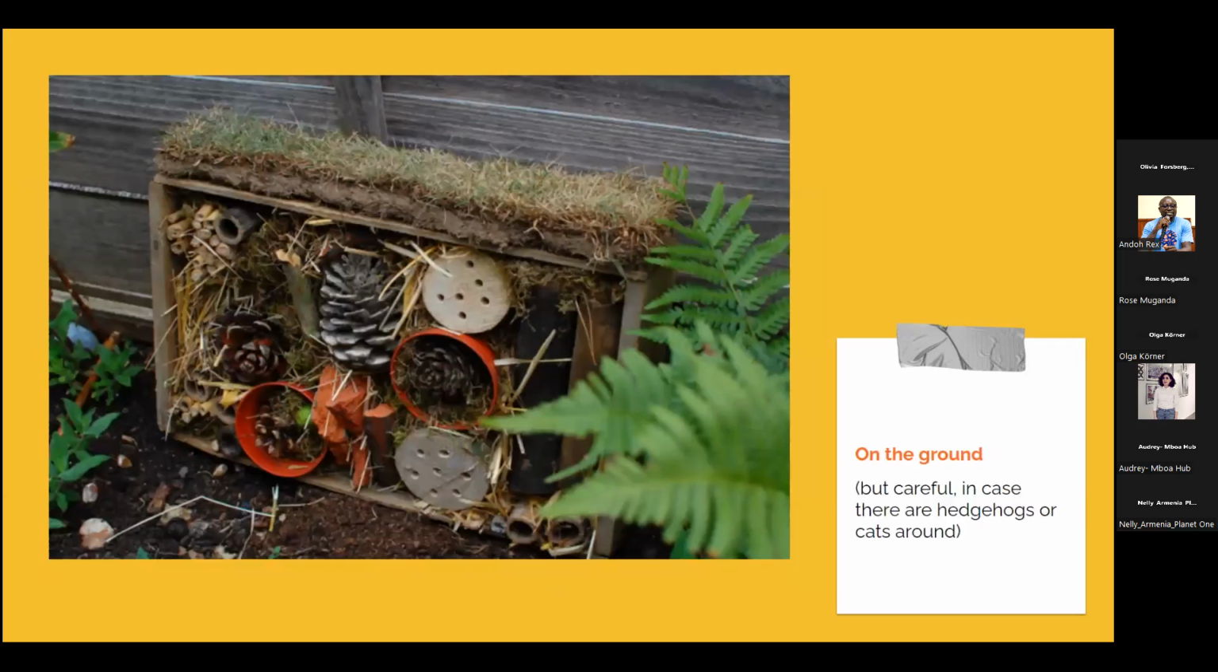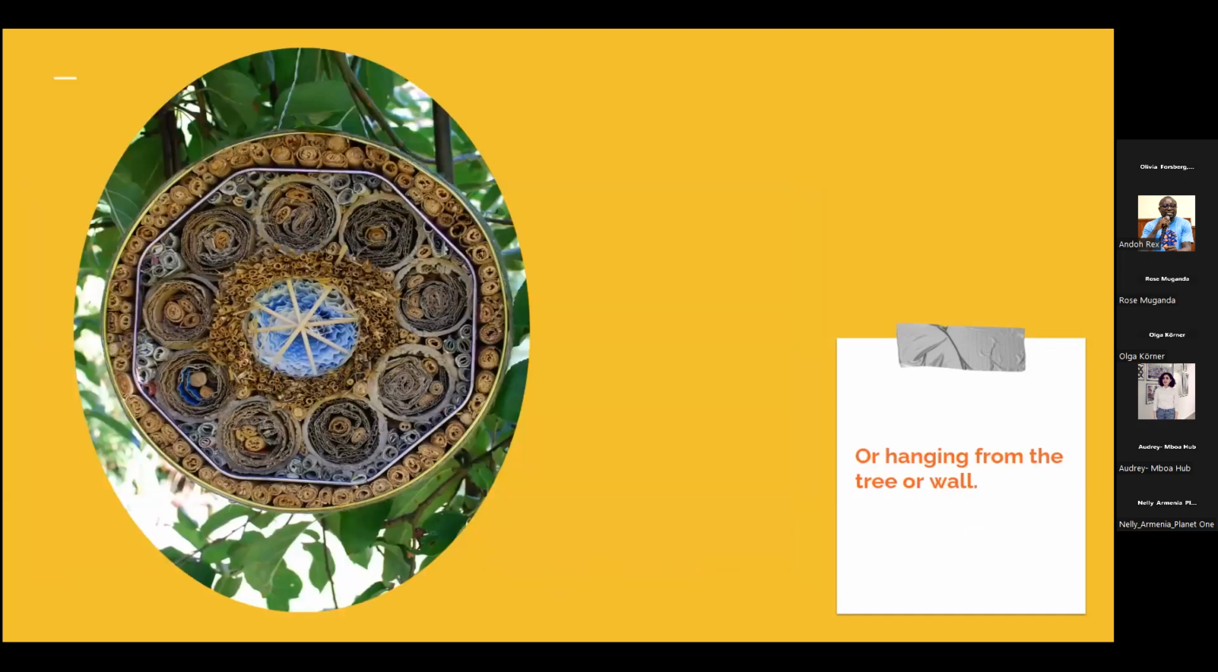In some cases you can put it on the ground, but you also need to be careful, because in some gardens you have other animals who can prey on the bugs. For example, in our garden we had hedgehogs, and that's why we put it a bit high. So you can, for example, also hang it on a tree, or just make it a bit high on feet, and then the insects will be safer.